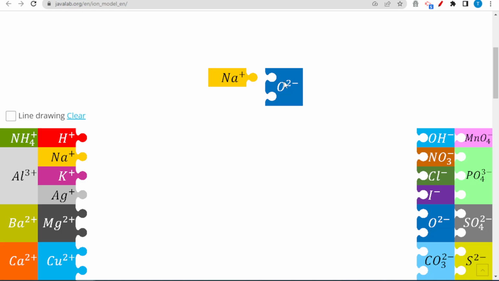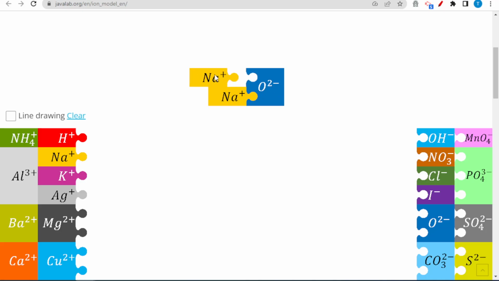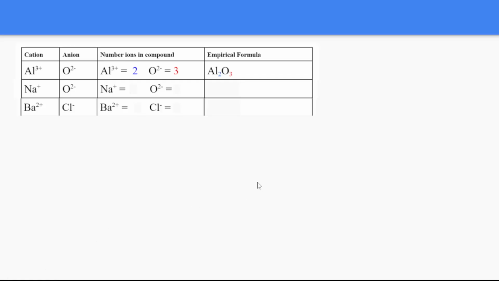So 1 sodium and 1 oxygen does not equal 0. 1 minus 2 does not equal 0. We need to add another sodium. Now we have 2 sodiums, that's positive 2 minus 2. That does equal 0. So we have 2 sodium, and 1 oxygen. So again, it was 2 sodium and 1 oxygen, so the formula is Na2O. 2 sodium and 1 oxygen.